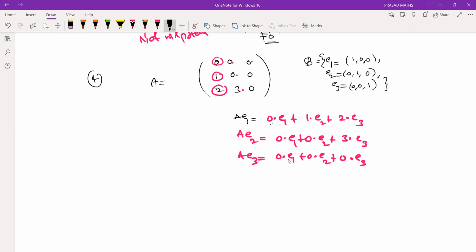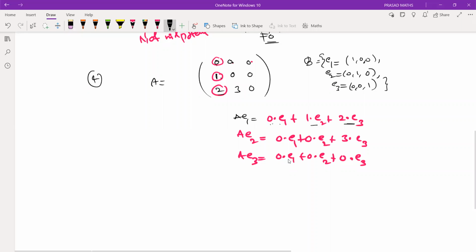0 into e1, that is nothing but 1 0 0, plus 1 into e2 plus 2 into e3. A e2 can be written as 0 into e1 plus 0 into e2 plus 3 into e3. Next, A e3 can be written as 0 into e1 plus 0 into e2 plus 0 into e3. Is it clear? Yes. Right?